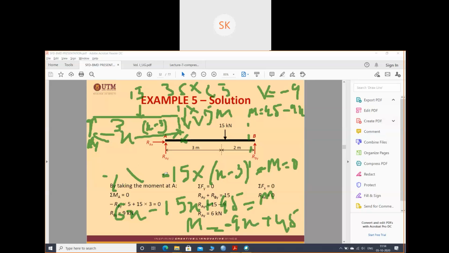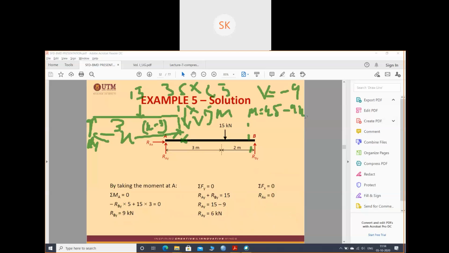So I get two equations for the second condition. For x less than 5 but more than 3, I got two equations, one for V, one for M. V will be the same as there is no x value, so V will be the same for both conditions. At x equals 3 it will be minus 9, and at x equals 5 also it will be minus 9. But your moment will change because it has an x value with it. So how will it change? Let's see.